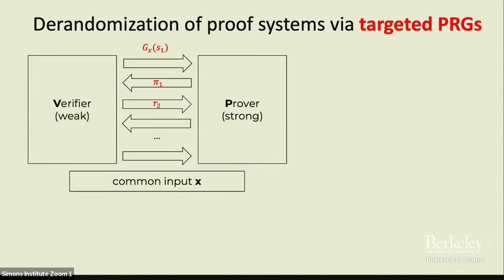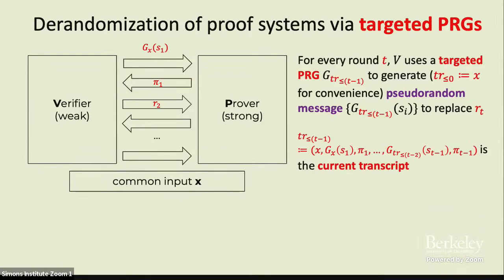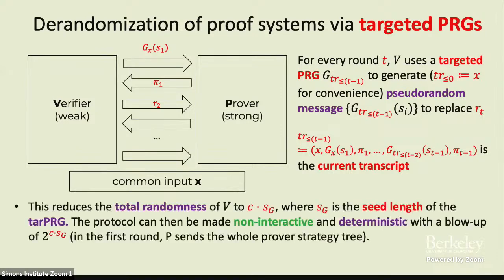And you can keep doing this. So for every round T, you apply the targeted PRG to generate the pseudorandom message at round T, and the targeted PRG takes the current transcript as the input. Finally, this is going to reduce the total randomness of V to C times S sub G. C is the number of rounds, S sub G is the seed length of the targeted PRG.